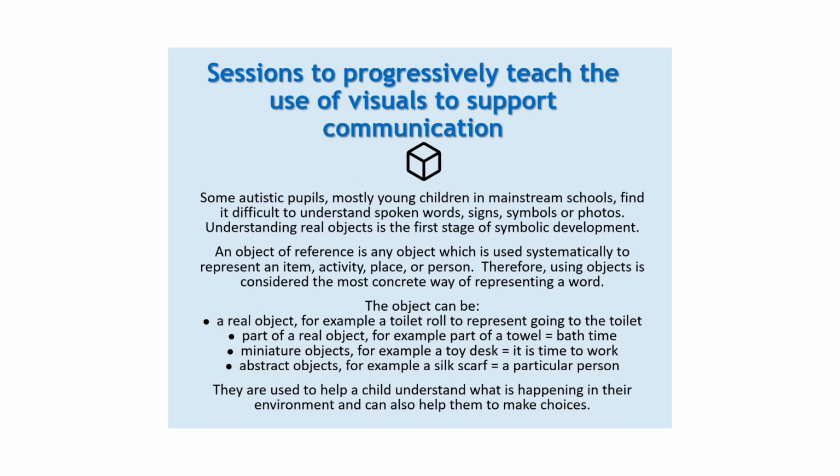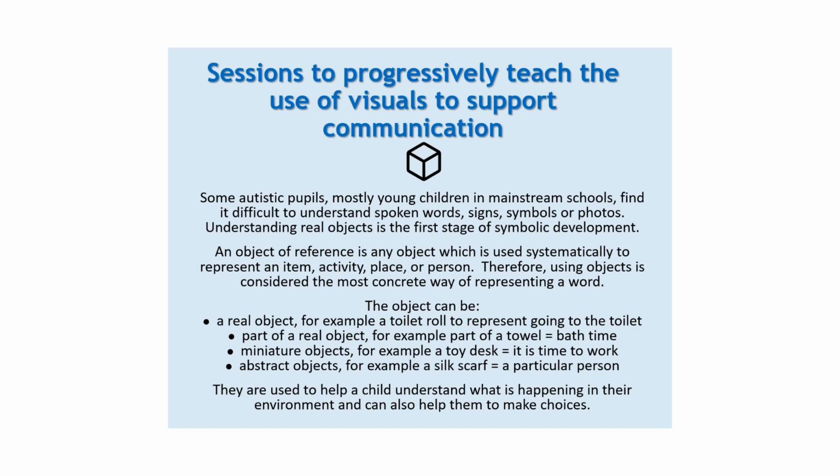Sessions to progressively teach the use of visuals to support communication. Some autistic pupils, mostly young children in mainstream schools, find it difficult to understand spoken words, signs, symbols, or photos. Understanding real objects is the first stage of symbolic development. An object of reference is any object which is used systematically to represent an item, activity, place, or person. Therefore, using objects is considered the most concrete way of representing a word.